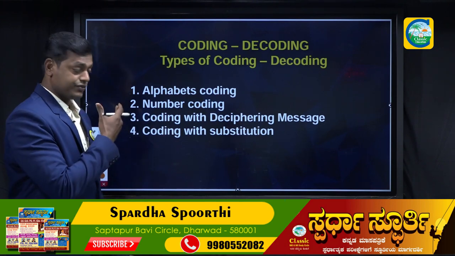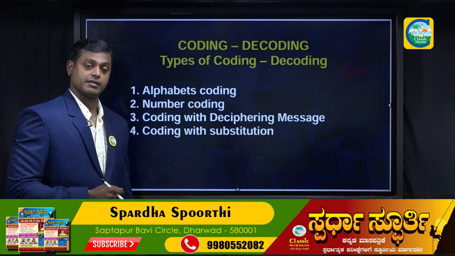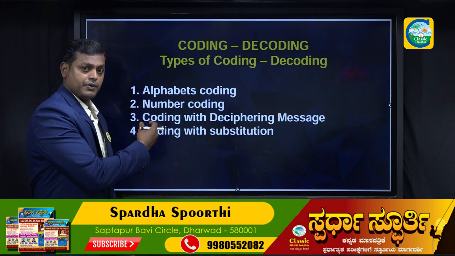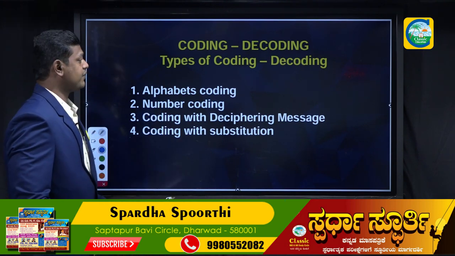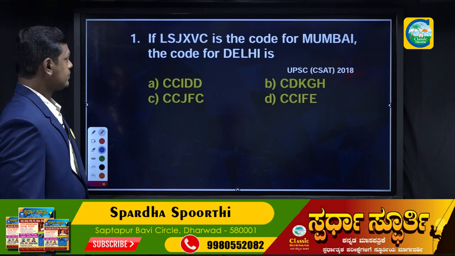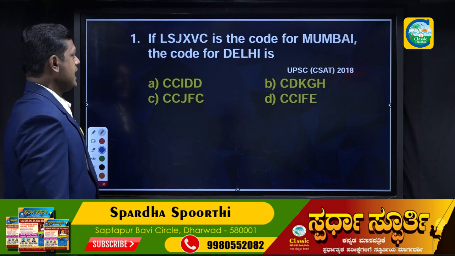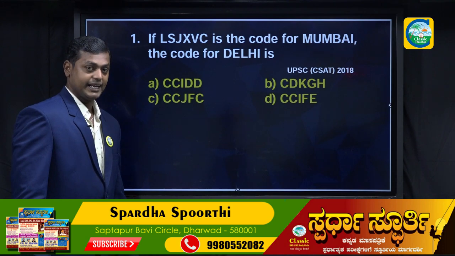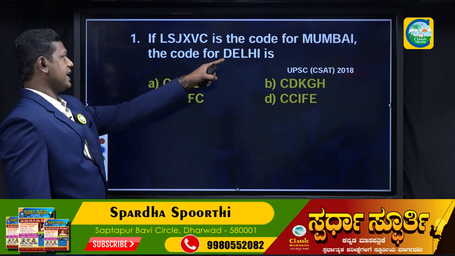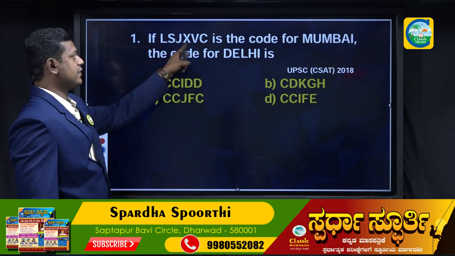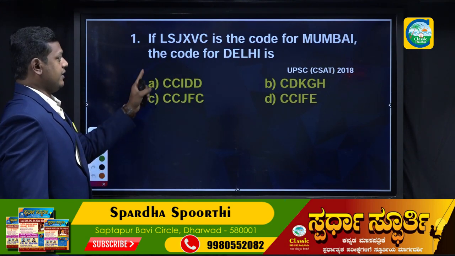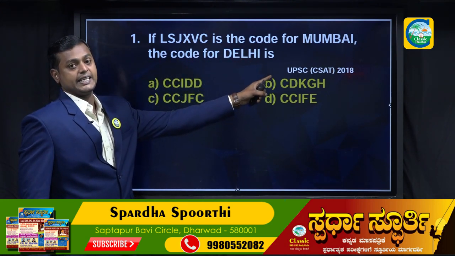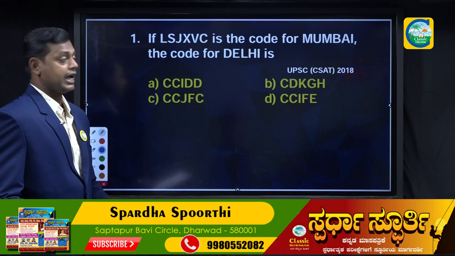So these four types will be asked in your examination. Any type of question may arise in these four. Let me see the first question here, friends. If LSJXVC is the code for Mumbai, right? Mumbai is written as LSJXVC. Then the code for Delhi is, so this is the first type, alphabetical code.